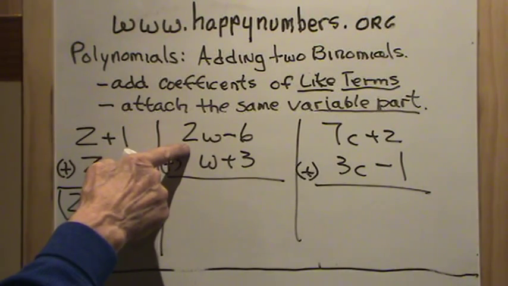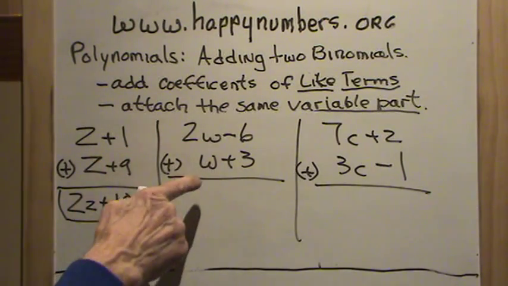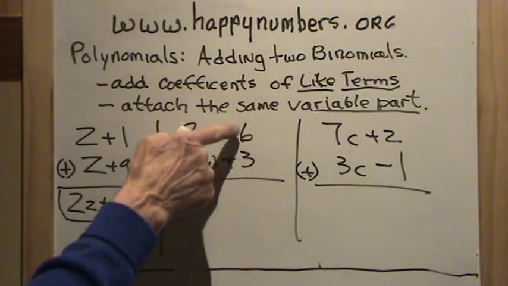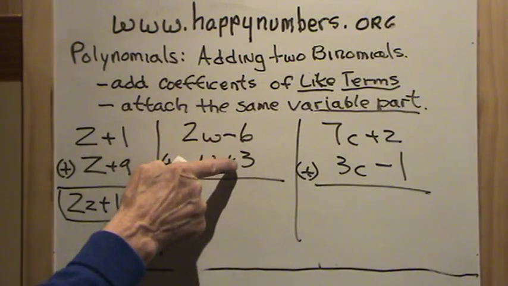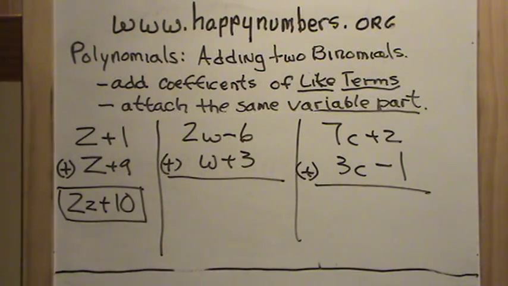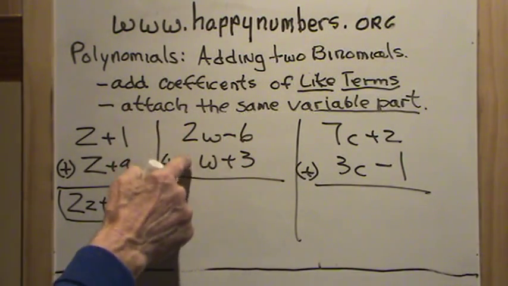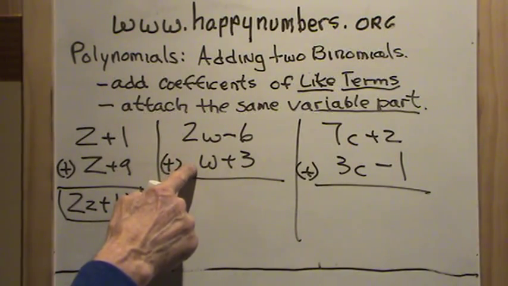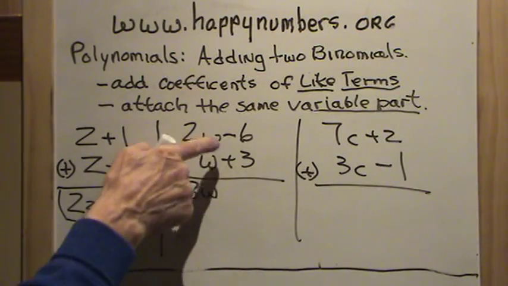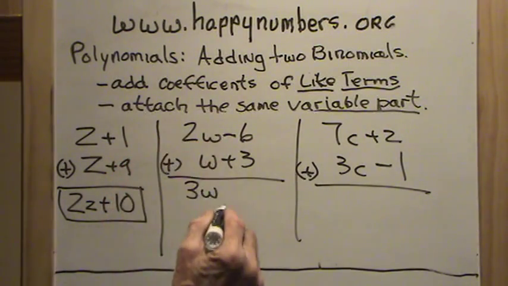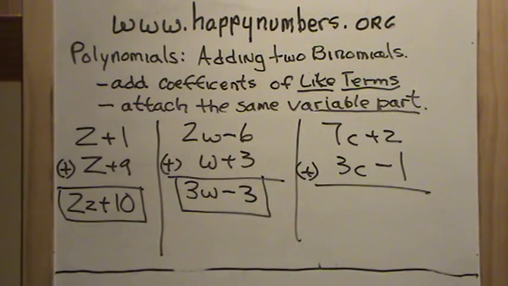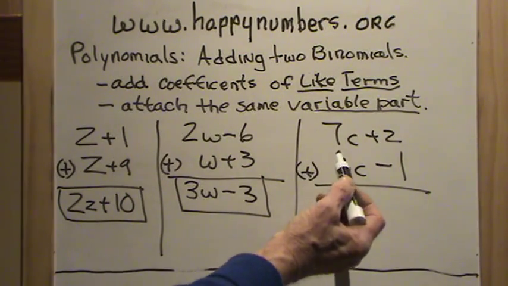Here I have the binomial 2w minus 6 and the binomial w plus 3. These are like terms, and these are like terms also. And why are these like terms? That's correct, because there is no variable part. Well, then I can combine the coefficients here. Remember, this is 1w, so 2w and 1w is 3w. And if I combine a negative 6 and a positive 3, I get a negative 3. So that's the solution.